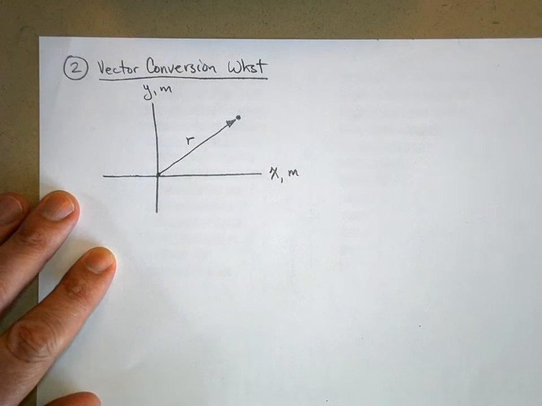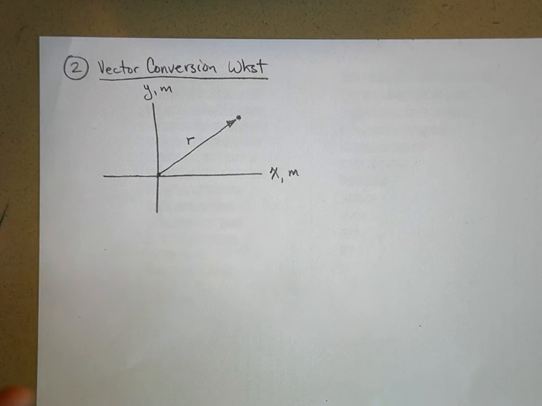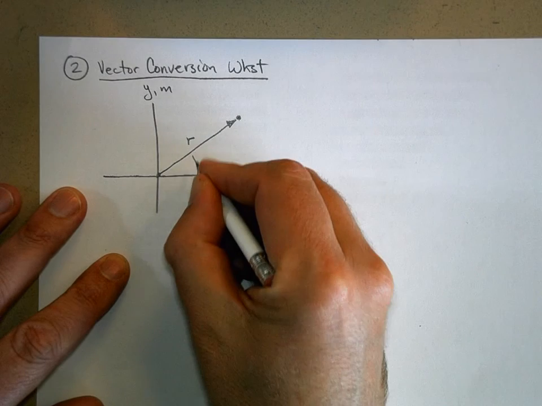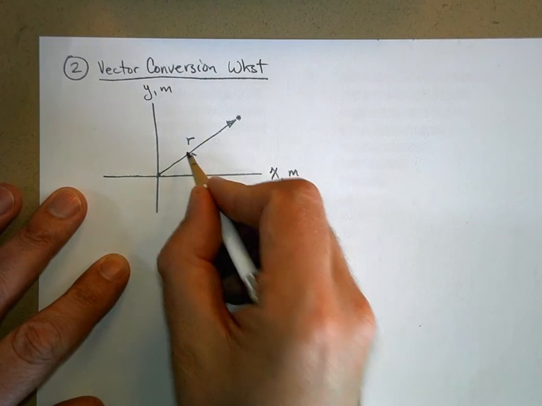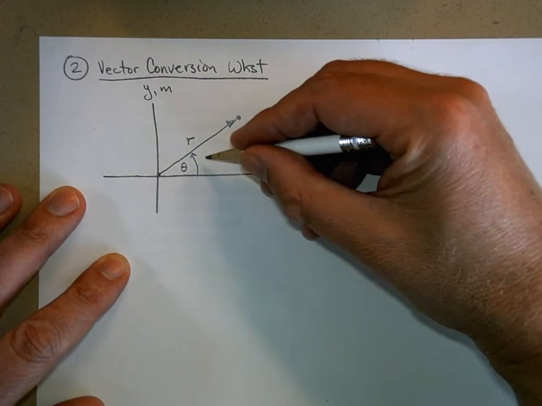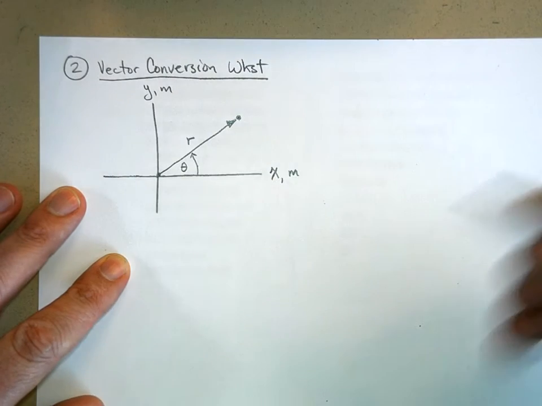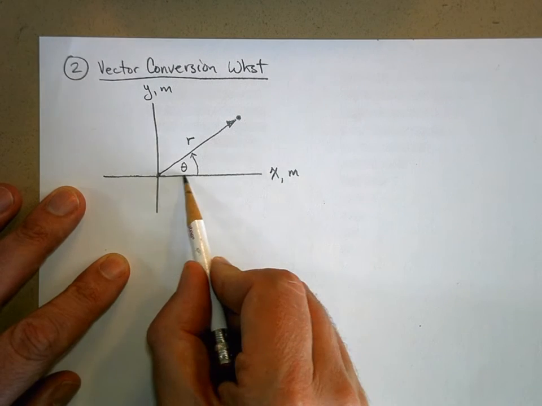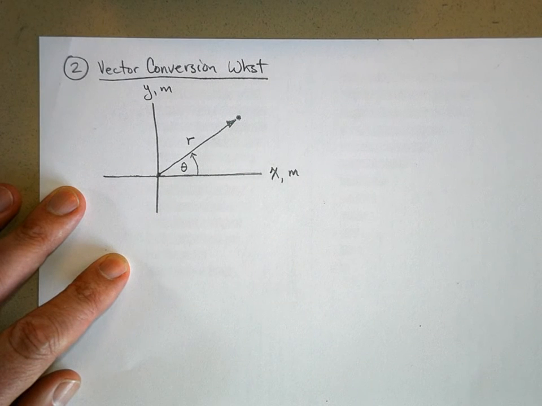And we need to have a reference for where we're going to measure our angles from. We're going to measure the angles from the positive x-axis, always. And we're going to rotate. If I rotate counterclockwise, I'm going to call that a positive angle. If I rotate clockwise like this, I'm going to call it a negative angle. But in any case, the angle will always be measured from the positive x-axis.